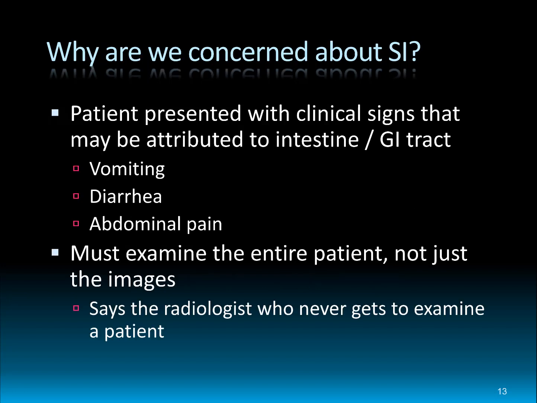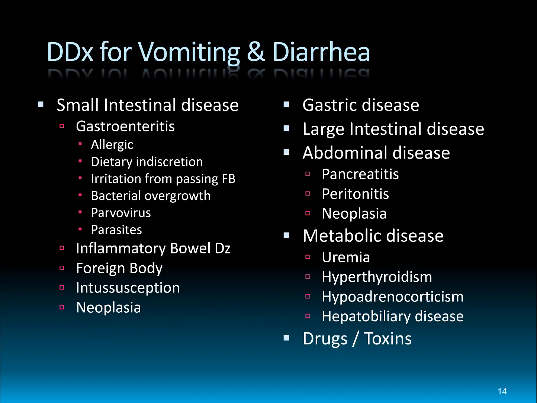So there are a number of reasons clinically that you might be concerned about the small intestine as the source of the problem. Certainly any sort of GI tract signs would be a concern. So vomiting, diarrhea, abdominal pain, all of those can be attributed to the small intestine, although certainly none of those are specific. You do have to look at the whole patient and not just images to sort out what's going on, because there are a ton of differentials for vomiting and diarrhea.